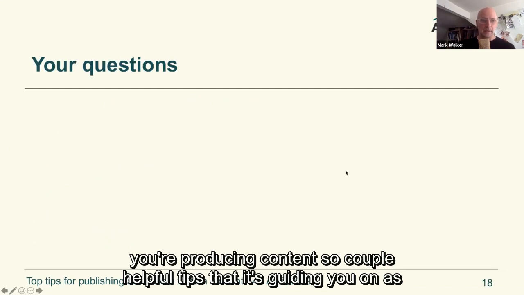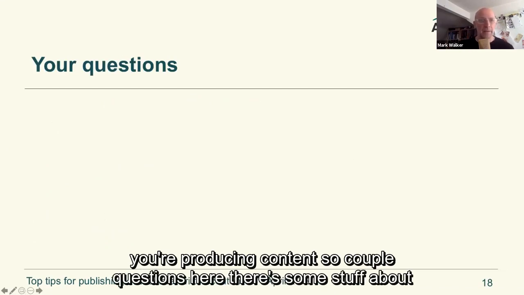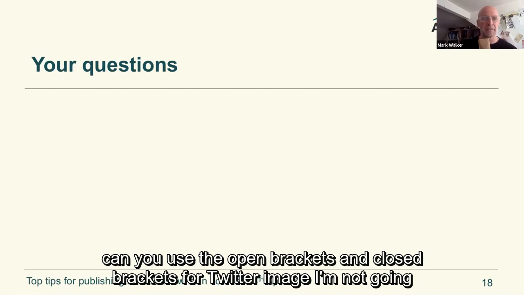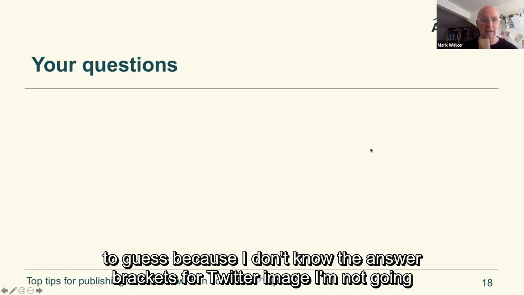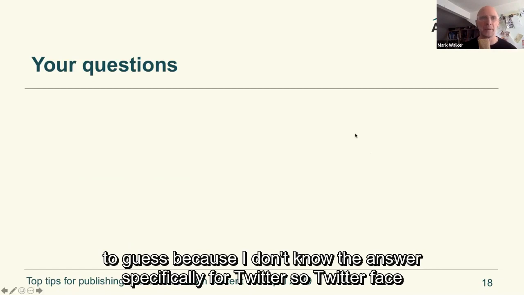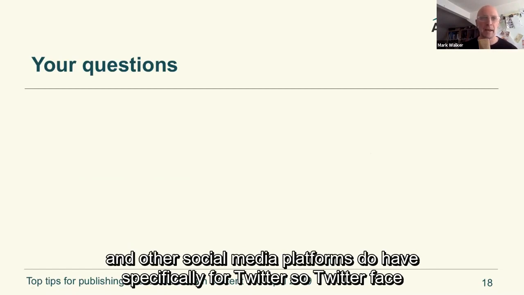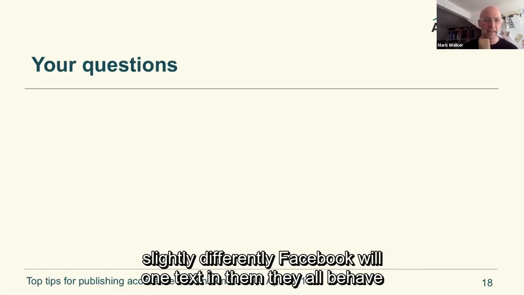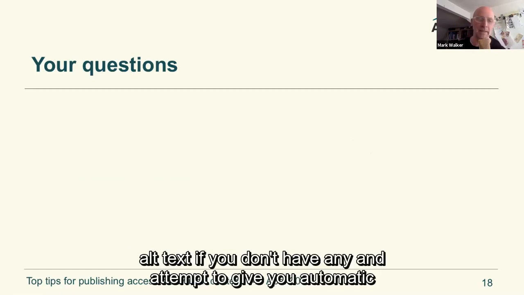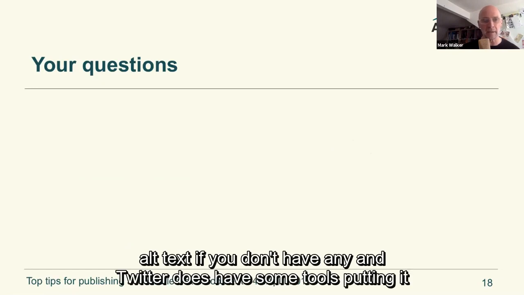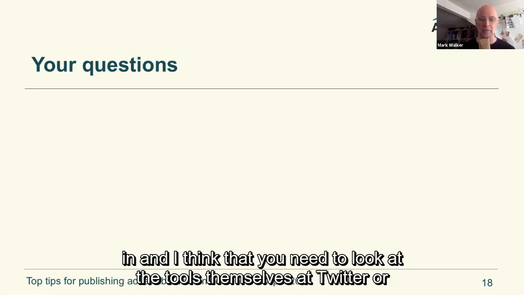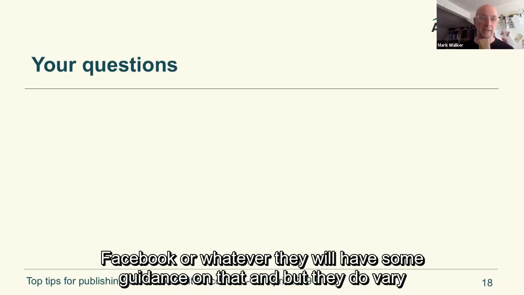So a couple of questions here. There's some stuff about, can you use the open brackets and close brackets for Twitter image? I'm not going to guess because I don't know the answer specifically for Twitter. So Twitter, Facebook, and other social media platforms do have alt text in them. They all behave slightly differently. Facebook will attempt to give you automatic alt text if you don't have any, and Twitter does have some tools for putting it in, and I think that you need to look at the tools themselves at Twitter or Facebook or whatever. They will have some guidance on that, but they do vary across them.